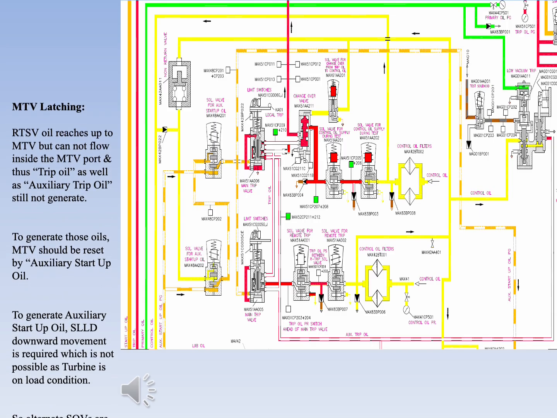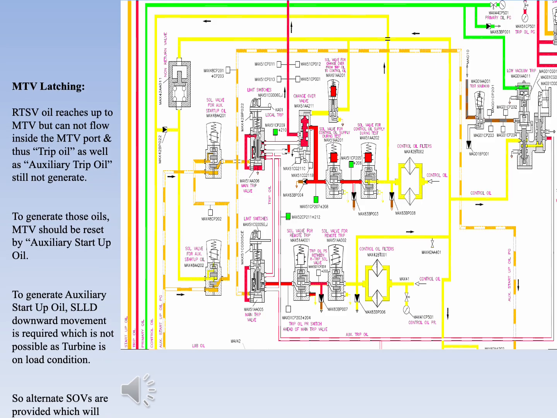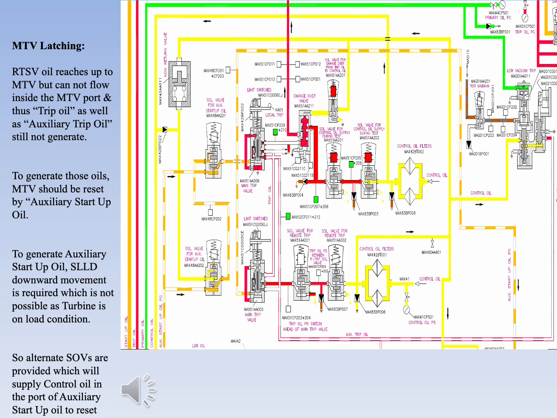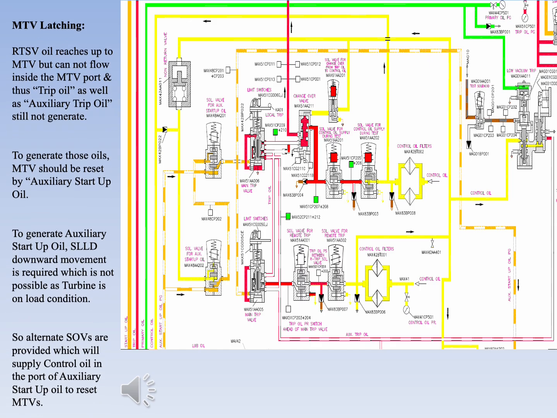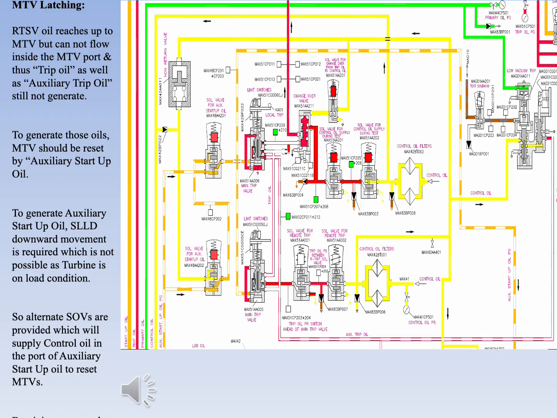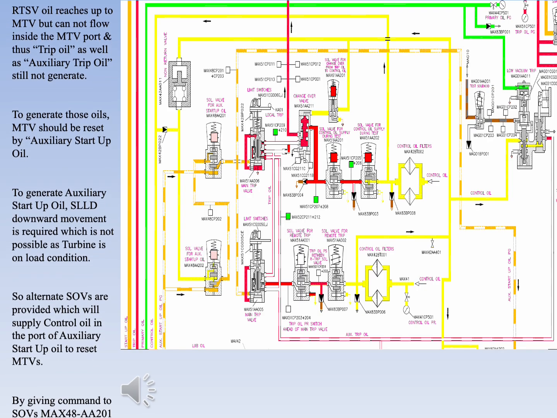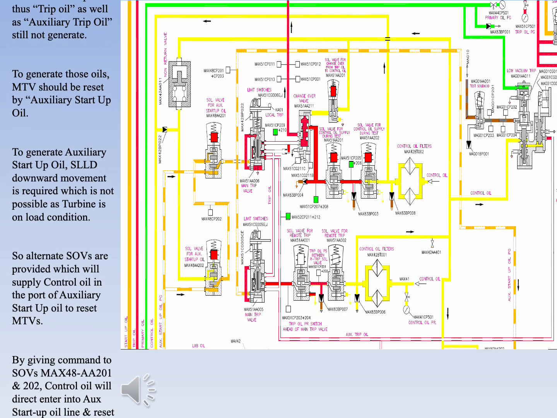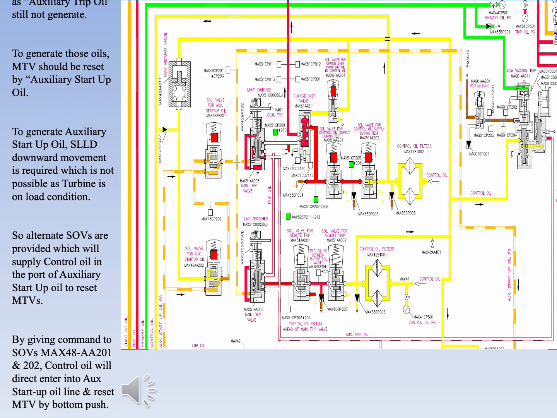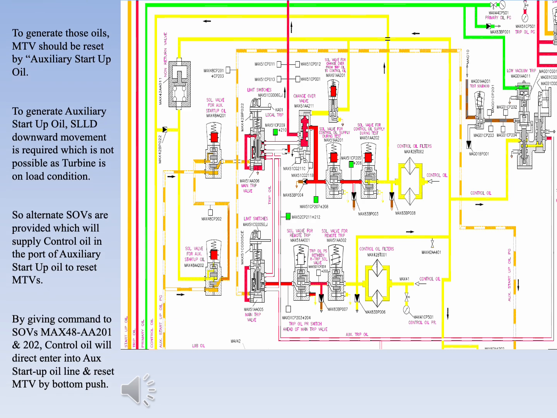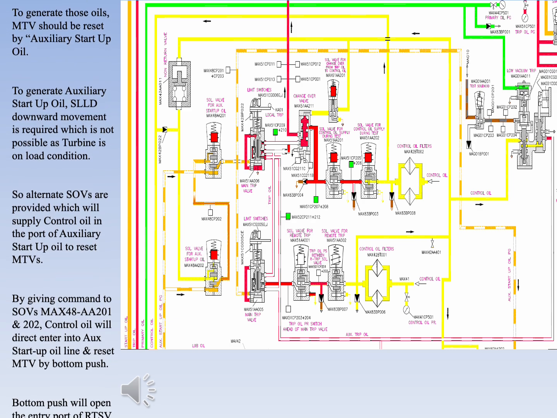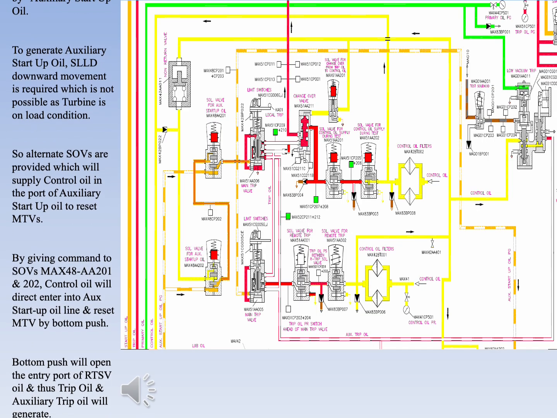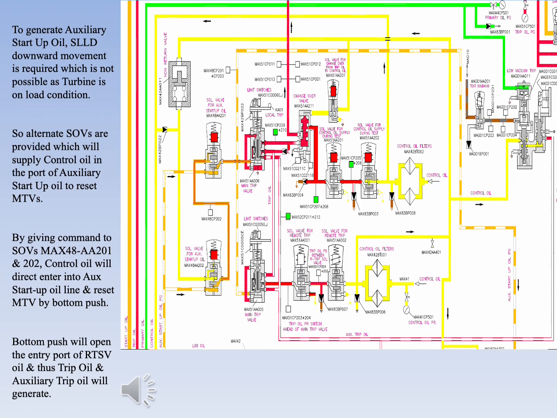So alternate SOVs are provided, which will supply control oil in the port of auxiliary startup oil, to reset MTVs. By giving command to SOVs MAX48 AA201 and 202, control oil will directly enter the auxiliary startup oil line, and reset MTV by bottom push. Bottom push will open the entry port of RTSV oil, and thus trip oil and auxiliary trip oil will generate.